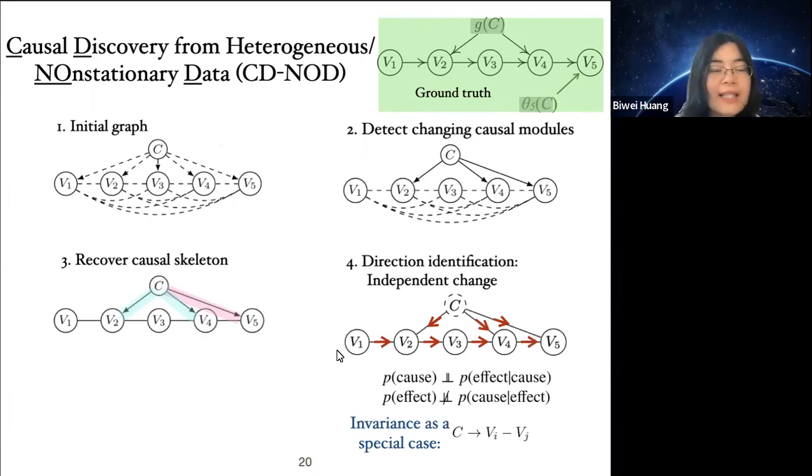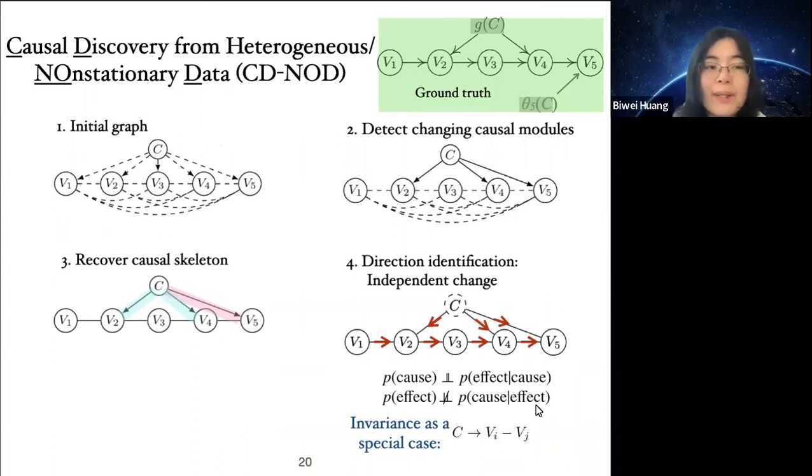After learning the causal skeleton, we orient causal directions by the independent change principle. That is, the distribution of the cause and the distribution of the effect given its cause change independently. But such independence is generally violated in wrong directions. And the invariance case, well, only one of the adjacent variables connecting with C is a special case.